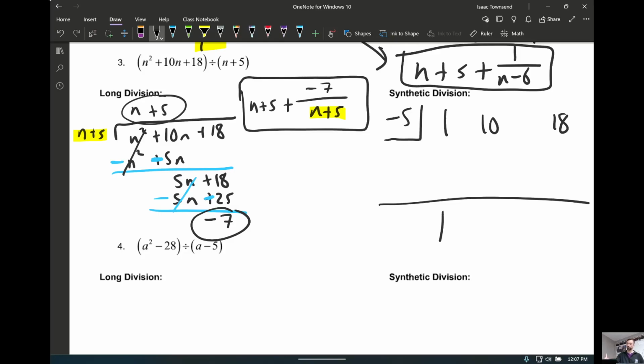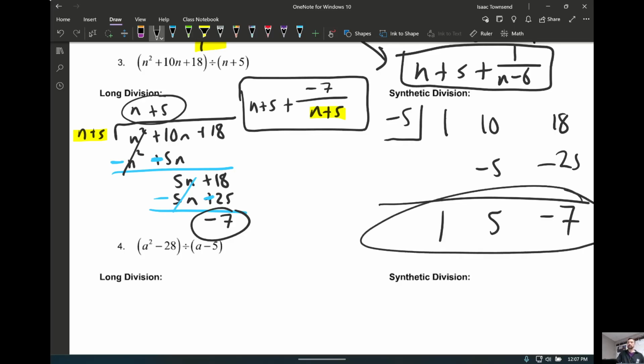1 plus nothing is 1. Multiply these two and put it here. Add down. Multiply these two and put it here. Add down, and you just repeat as many times as you need to. And again, this is not your answer. These 3 numbers should be pointing you towards your answer, but 1, 5, -7 is not the answer to this division question.